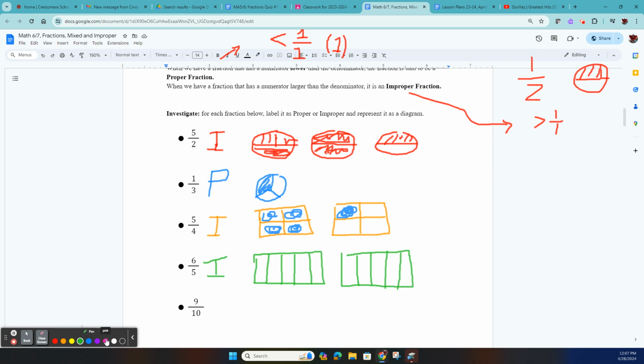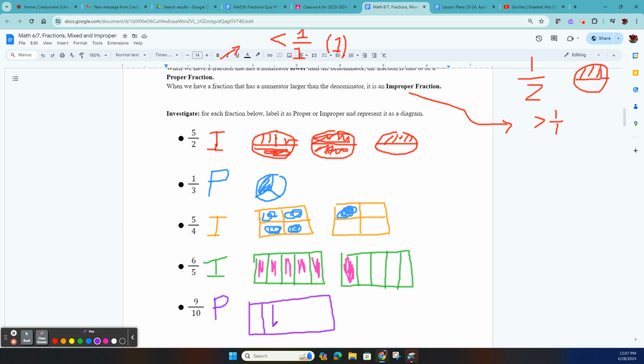Cool. That starts the shading. So 6/5. 1, 2, 3, 4, 5, 6. Boom. Improper. Greater than 1 whole. Awesome. And the last one, yeah, you betcha. It's proper. The numerator is smaller than the denominator. This is definitely going to be less than 1 whole, so I'll only draw 1 shape.